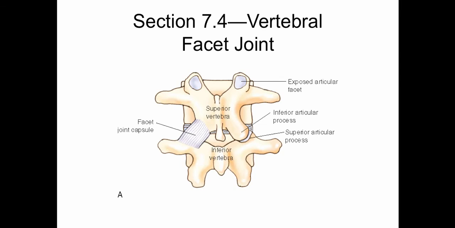The word facet is rather generic and refers to any smooth, flat, or nearly flat joint surface, so the term facet can also refer to joints other than the vertebral facet joint. This is a photo of the vertebral facet joint. You can see that these joints are called facet joints because a vertebral facet joint contains the actual articular surfaces of the vertebrae that are called facets.